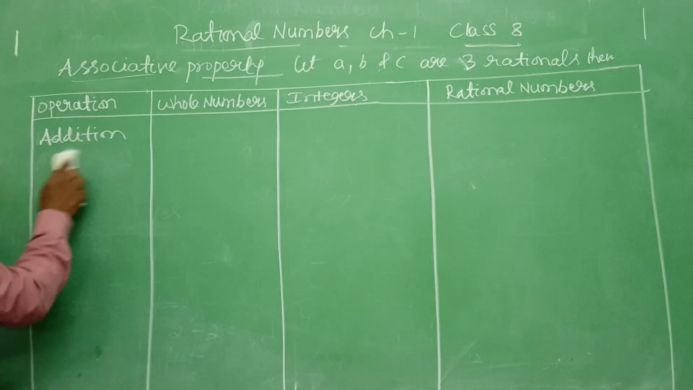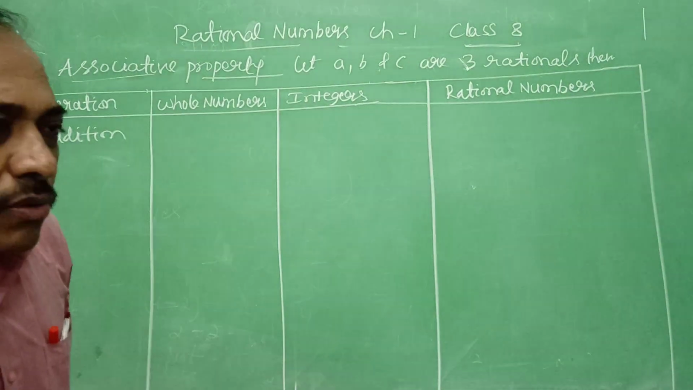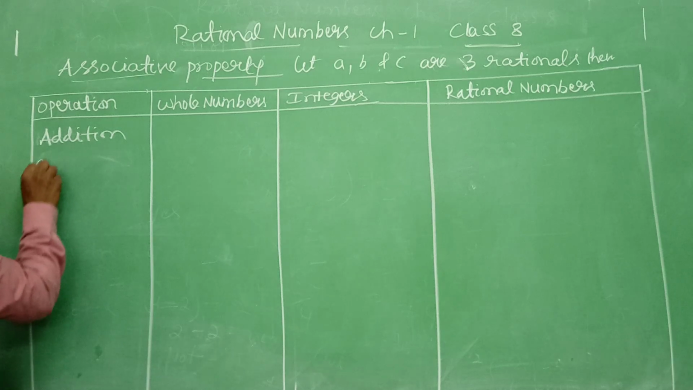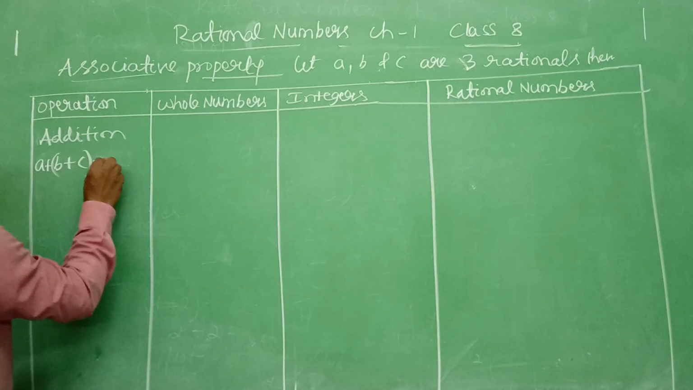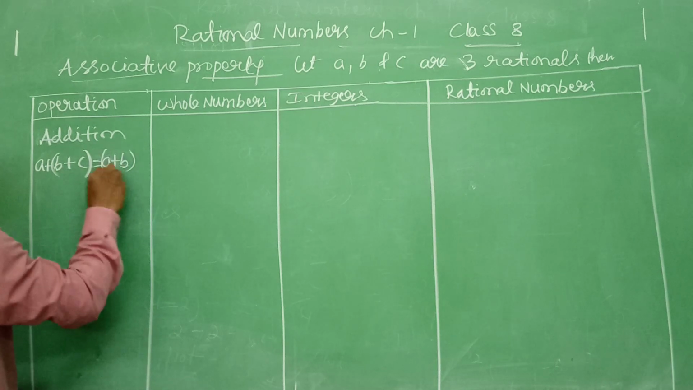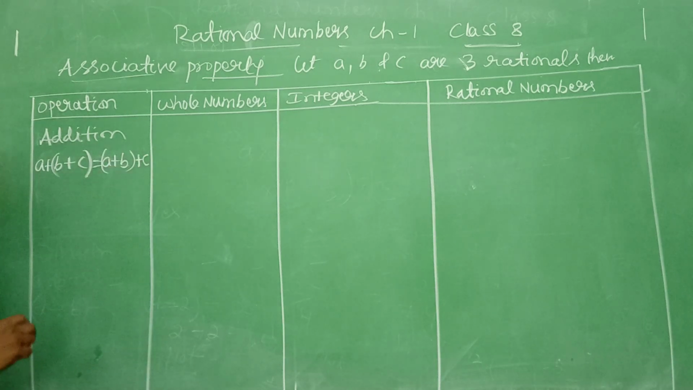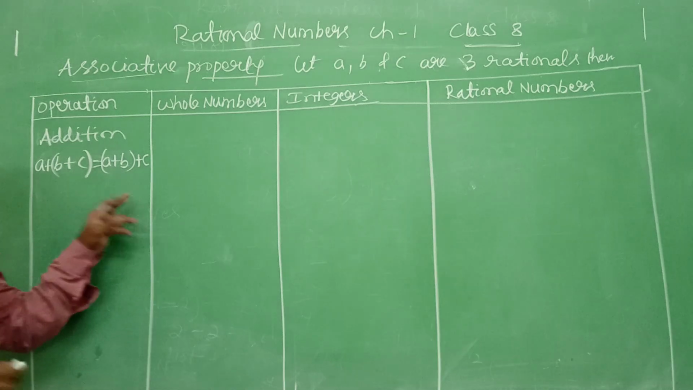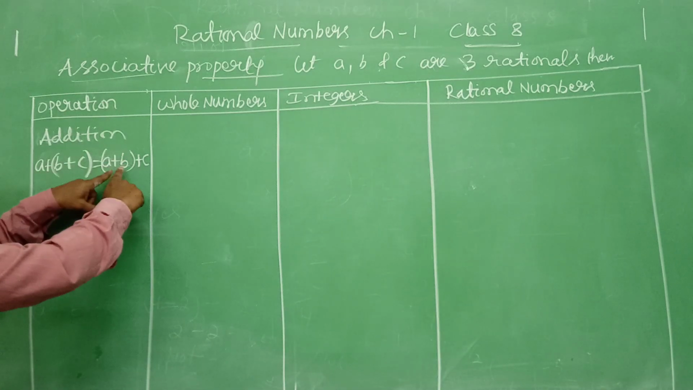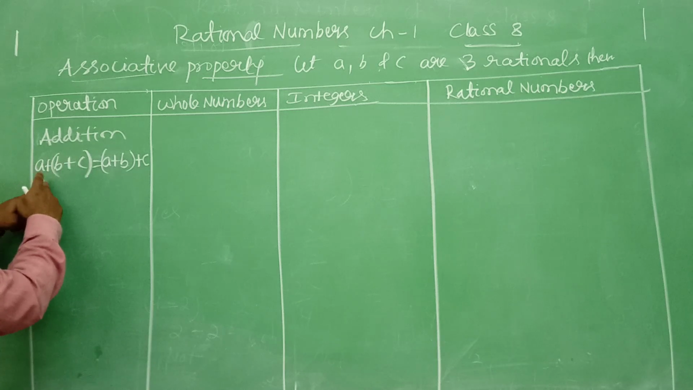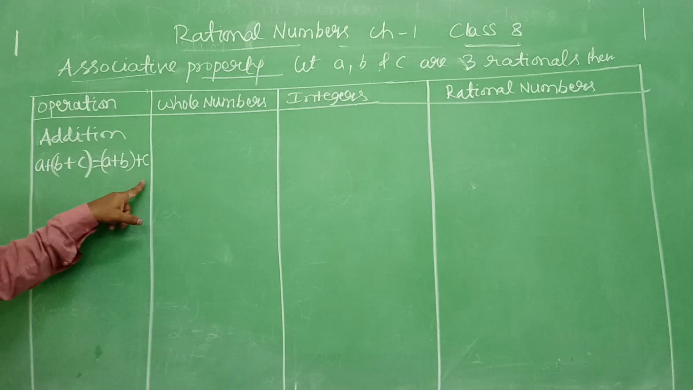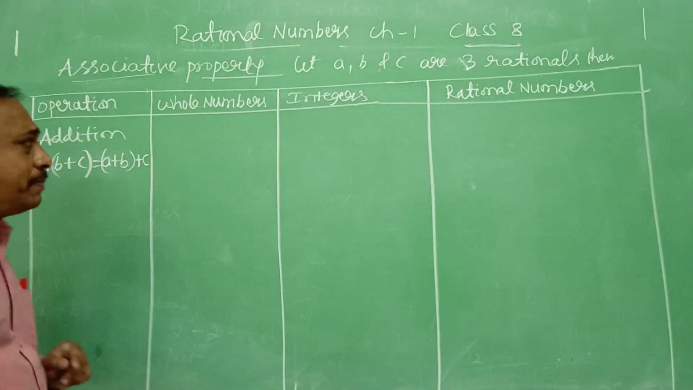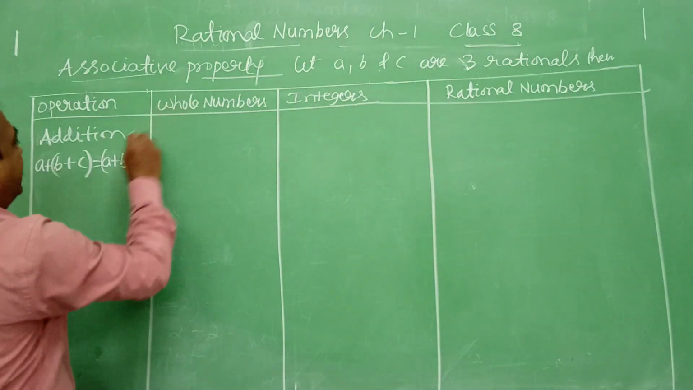In the same line, if you want to write it, LHS is equal to RHS: a plus (b plus c), bracket for these two, is equal to (a plus b), bracket for these two, plus c. So this is under addition. We are first adding these two, then the result should be added to this. Similarly, first we add these two, then the result should be added to this. This is the associative property under addition of rational numbers.